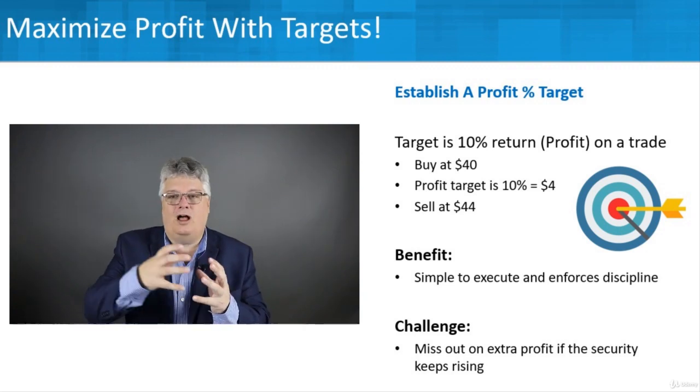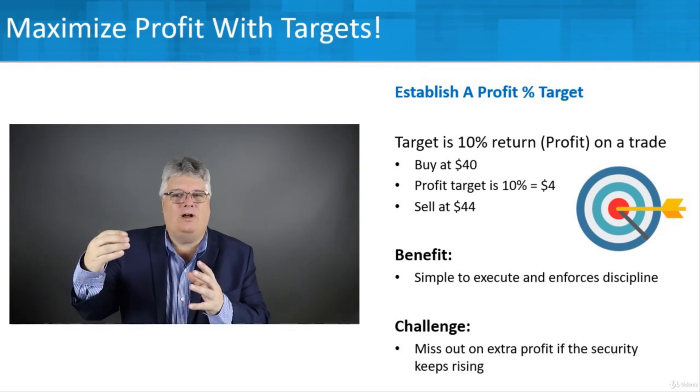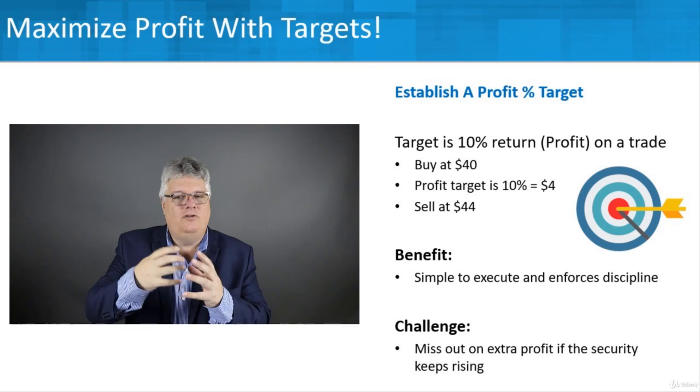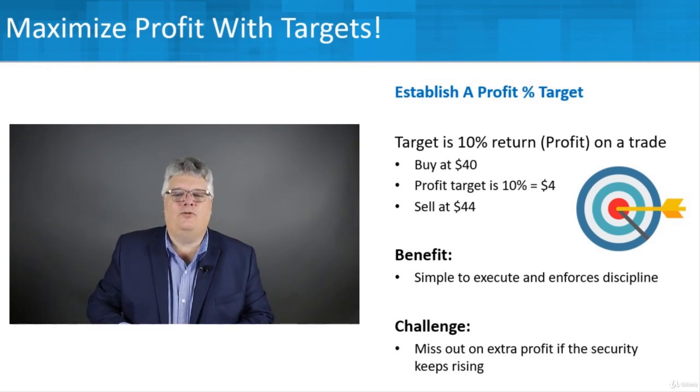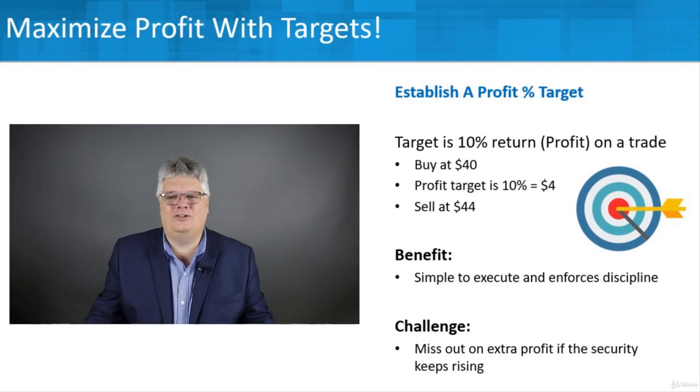Well, let's say you're on a strong uptrend and you've made your 10%, but let's say this thing kept going and you're going to make 12, 13, 14, 15, 20. You missed out on all that because you sold right away because you're good and disciplined and you had set a profit percentage target too.